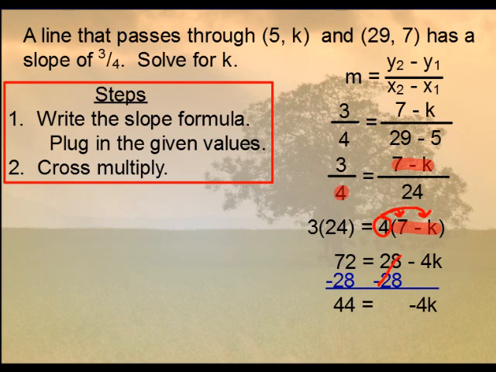And then what we can do now is divide by negative 4. Be aware that it is negative 4 and not just 4. A lot of students will forget the negative that's in front and simply omit it. And negative 11 is our answer.